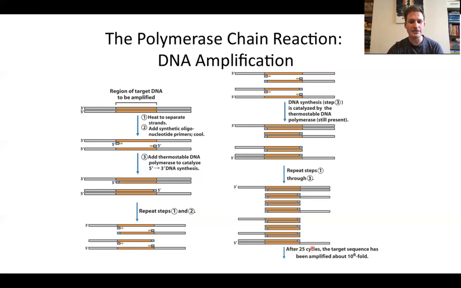And after, say, 25 repetitions of this, we end up with not only one copy of that sequence, but 1,000,000 copies. So in normal biological applications, we'll do 30, 40 cycles, and that will create billions of copies, in fact.